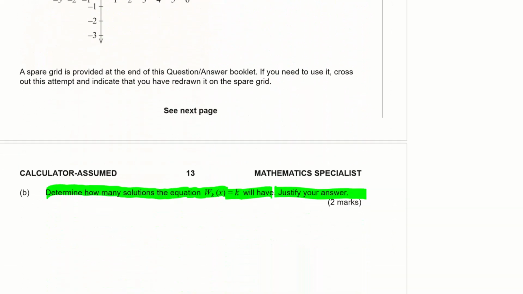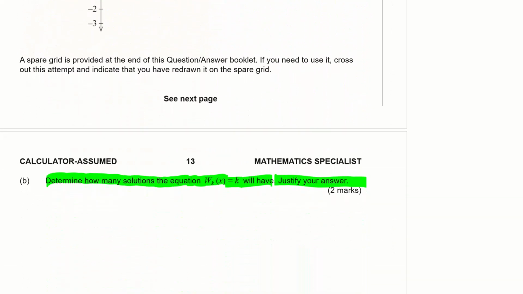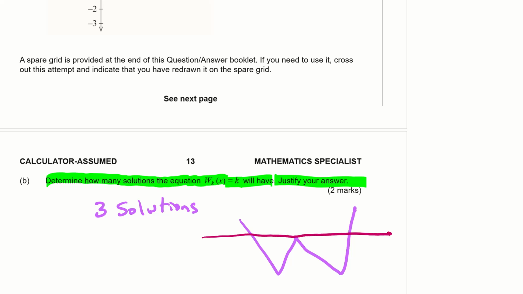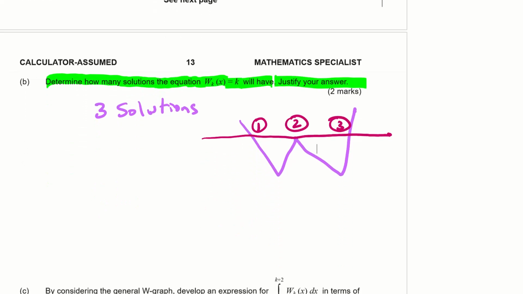So I think it's 3 solutions, and I would draw a picture to show the three solutions. And that should be enough for the 2 marks.